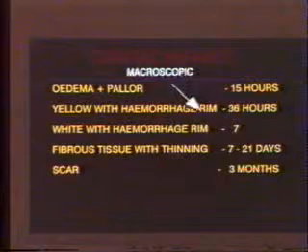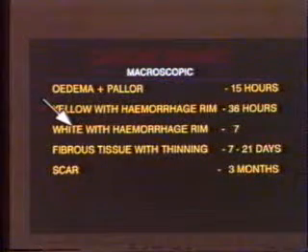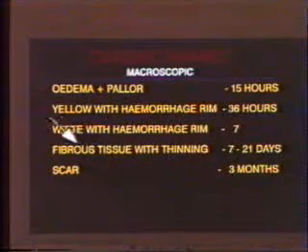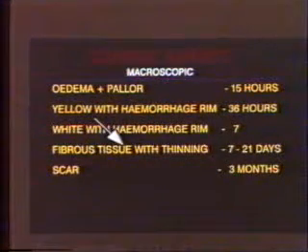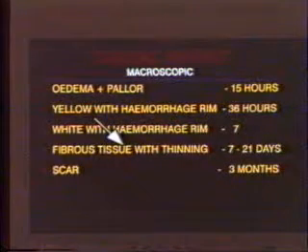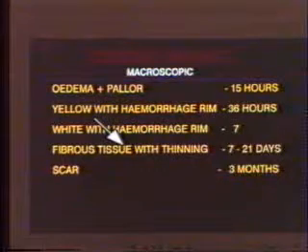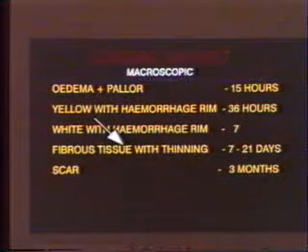Then it becomes white as there is reorganization, granulation tissue, white with a hemorrhagic rim at 7 days, and fibrous tissue with thinning of myocardium because it's been replaced by fibrous tissue starts at 7 to 21 days, and a full scar will develop between 3 to 6 months. That is a general outline of the timing of infarcts. The problem in man is infarction is not just one single event. Quite often there may be multiple infarcts of different ages in the one individual patient.